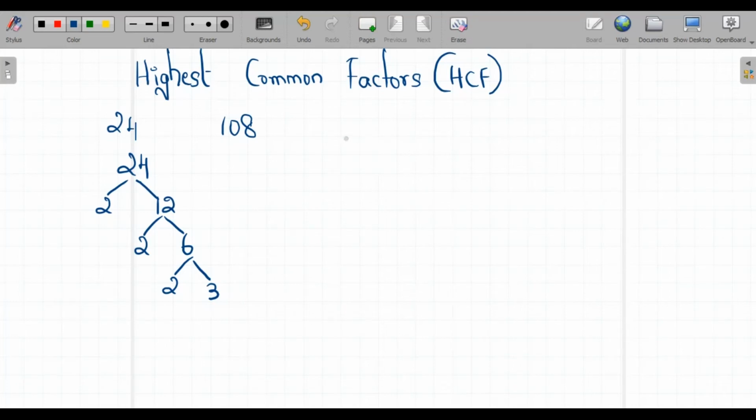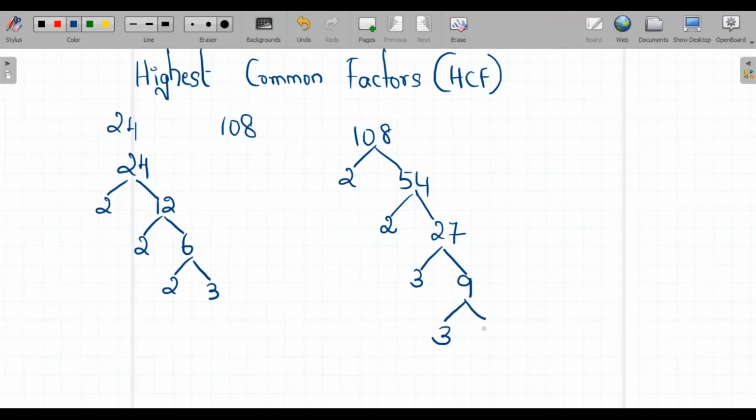Now let's take the 108. 108 is an even number. So it is 2, then 54. Right. 54 is even. So I say 2 and this becomes 27. Now 27 cannot be divided by 2 but it can be divided by 3. So it is 3 and 9. 9 can again be split as 3 and 3. Now we have drawn the factor trees of both the numbers.